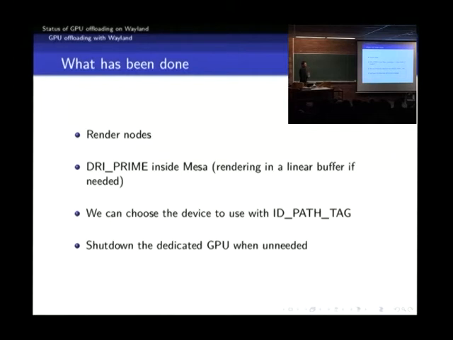So right now, what has been done so that perfect GPU offloading support is there? Render nodes are here, and they are going to be enabled by default soon. Right now, you have to have a special command line when booting the kernel to have render nodes. The patches for using DRI_PRIME in Mesa to indicate what device we want to use, with the ID_PATH_TAG, are working. And also a cool feature with recent kernels is that the GPU you don't use can shut down when unneeded. So you don't have to do it manually, which is good.